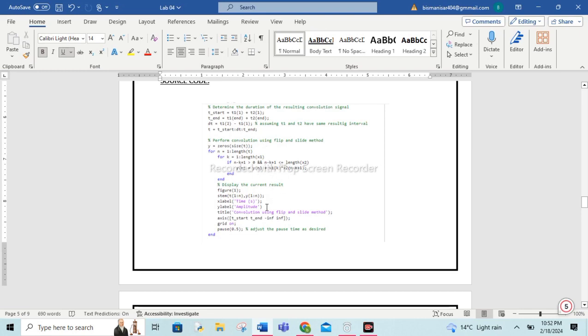Again we define the input signal, that is T1 ranging from -1 to 1. Then use exponential to define T2, and in the last step we convolve both these signals by using the flip and slide method. At the end we get output like this. In a few seconds we got all the samples.